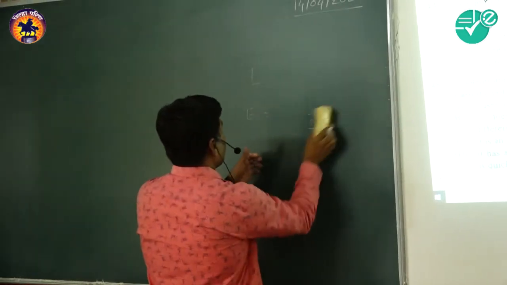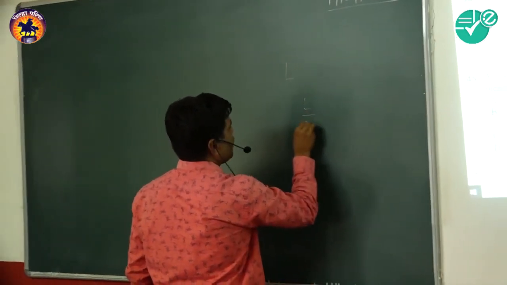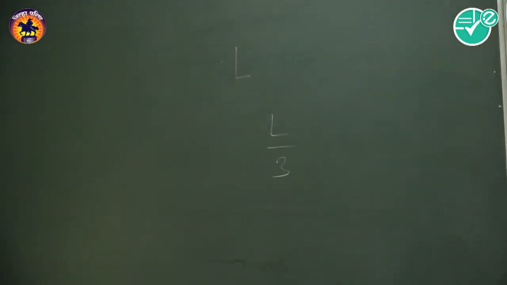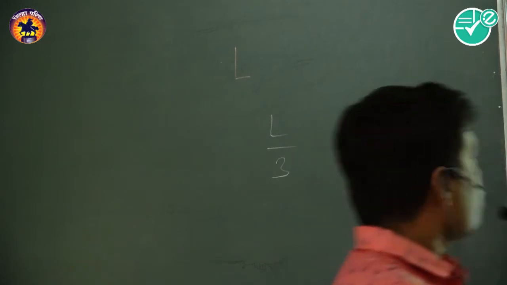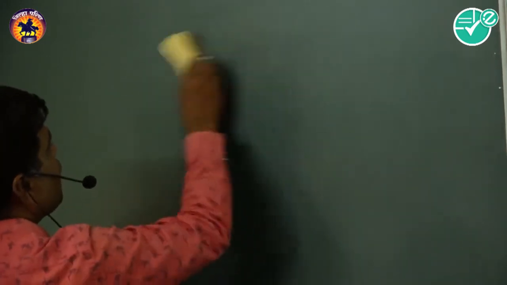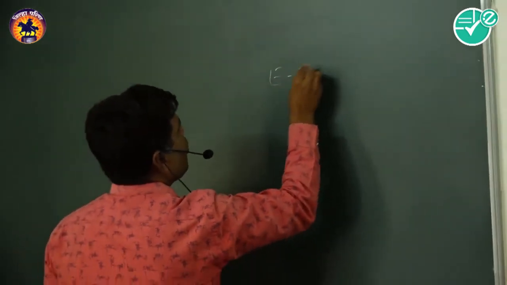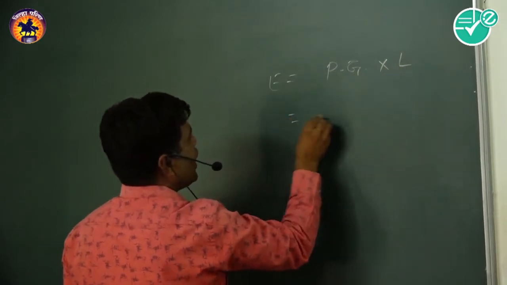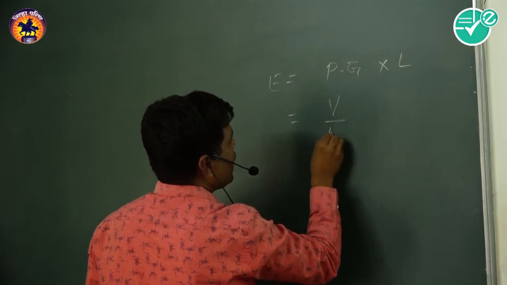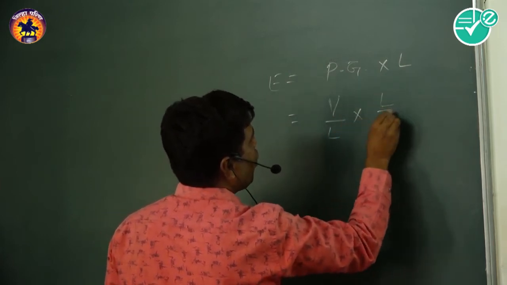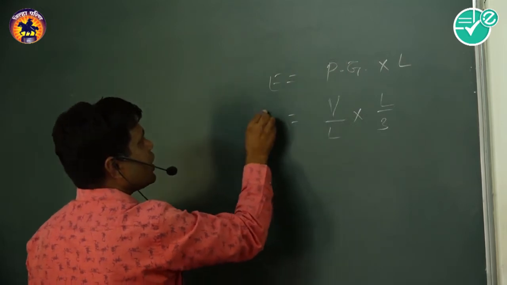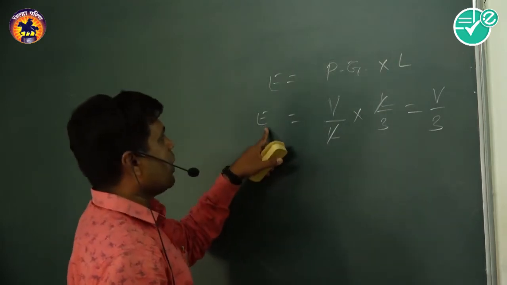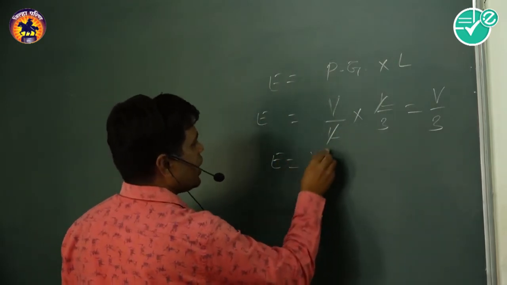It is balanced at a length L by 3 from the positive end of the wire. Then what is asked? If the length of the wire is increased by L by 2. We know the EMF of a cell is equal to the potential gradient into length. The potential gradient is V by L, and the balancing point for the first case is L by 3, so E is equal to V by 3. For the first case, the EMF of the cell is E equals V by 3.